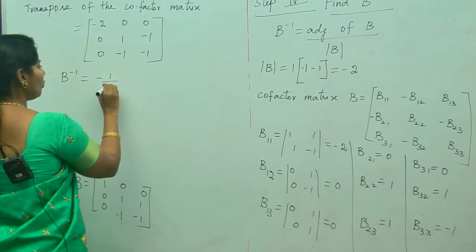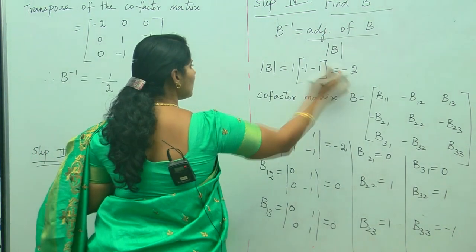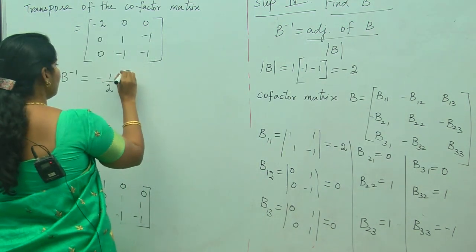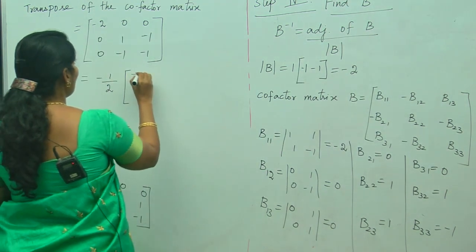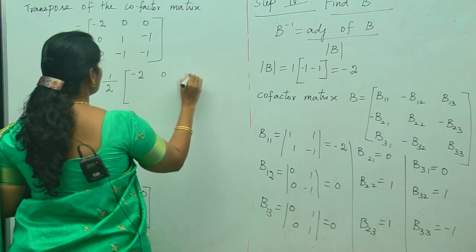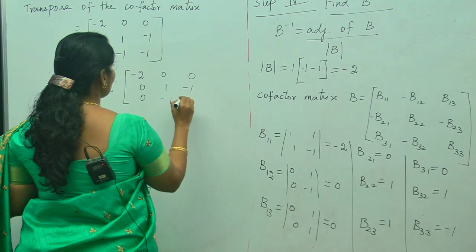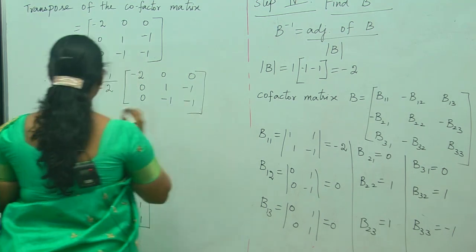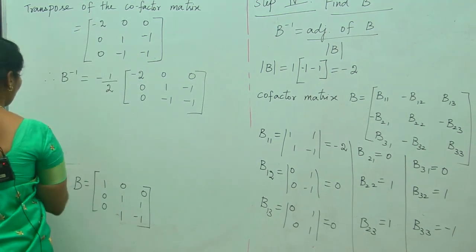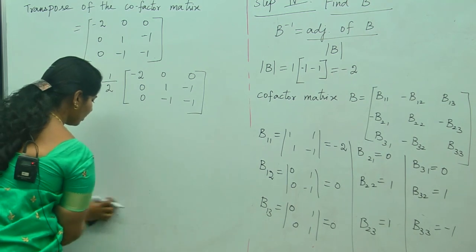So determinant of B already we have found out as minus 2. So minus 1 by 2 into the matrix minus 2, 0, 0, 0, 1, minus 1, 0, minus 1, minus 1. We have got B inverse. Now what is the final one?